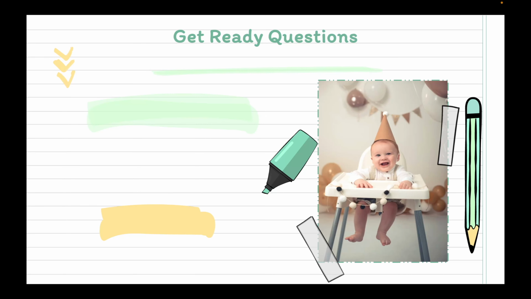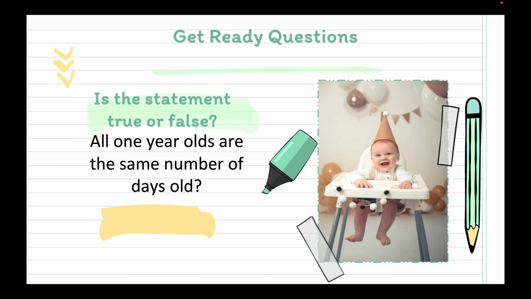Coming on to question number 3. Is this statement true or false? All 1-year-olds are the same number of days old. A 1-year-old who is 1 year and 2 days old will be categorized as a 1-year-old, as well as a child who is 1 year old and 20 days will also be categorized as a 1-year-old. So this statement is a false statement.